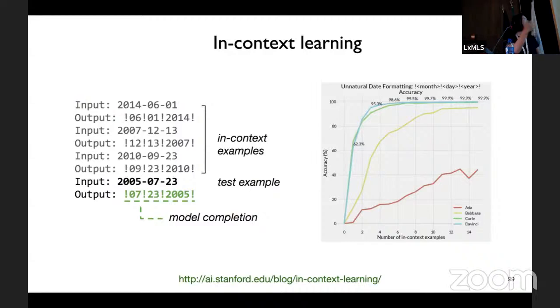But the model can still just look at the input-output pair demonstrations and perform this data formatting task in novel ways. So this was actually a very surprising finding at the time: you can just learn from the in-context examples, and the model can actually do the completion and finish this task.